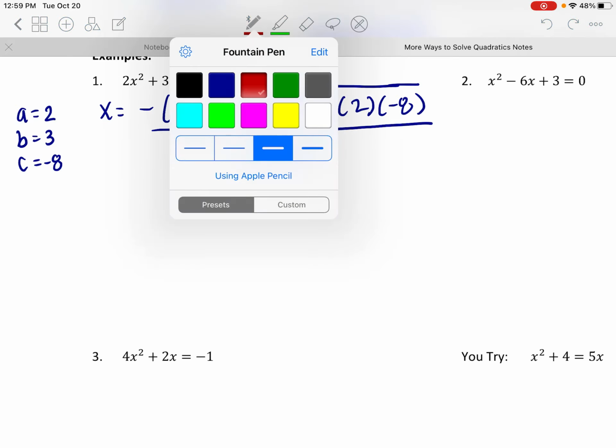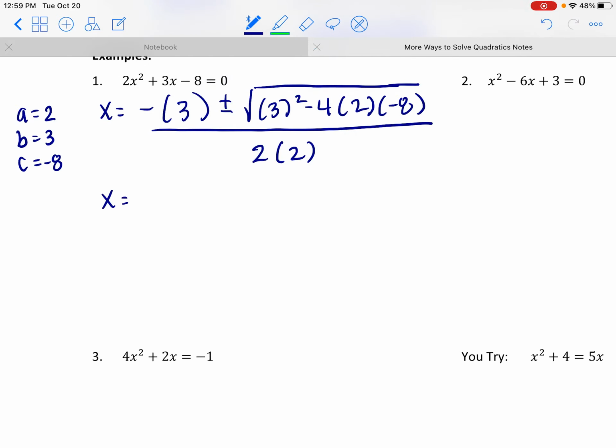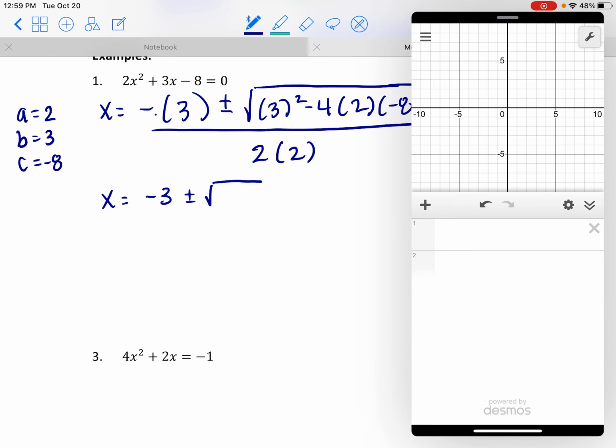And now it's a matter of simplifying. So a negative times the 3 is going to be a negative 3 there, plus or minus. My first goal would be to make one number under the radical. And I don't like to mess around, okay?